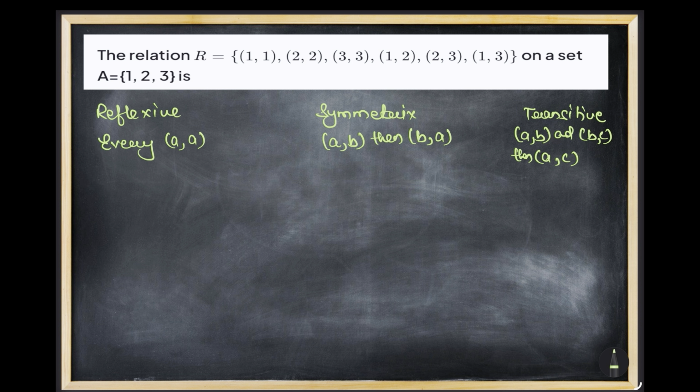You know that in set A we have 1, 2, 3. So 1 comma 1 is there, yes. 2 comma 2 is there, yes. 3 comma 3 is there, yes. This means the given relationship is reflexive for sure.